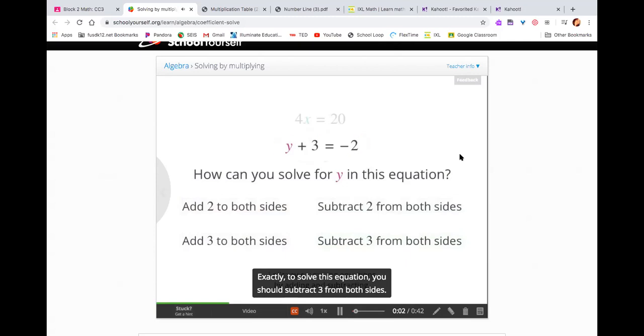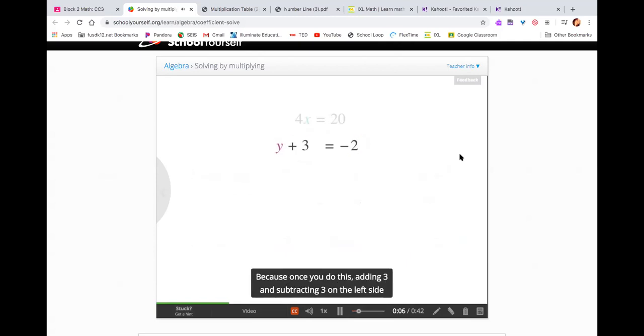Exactly. To solve this equation, you should subtract 3 from both sides, because once you do this, adding 3 and subtracting 3 on the left side cancel out, and that leaves you with y. So y equals -2 minus 3, or -5.